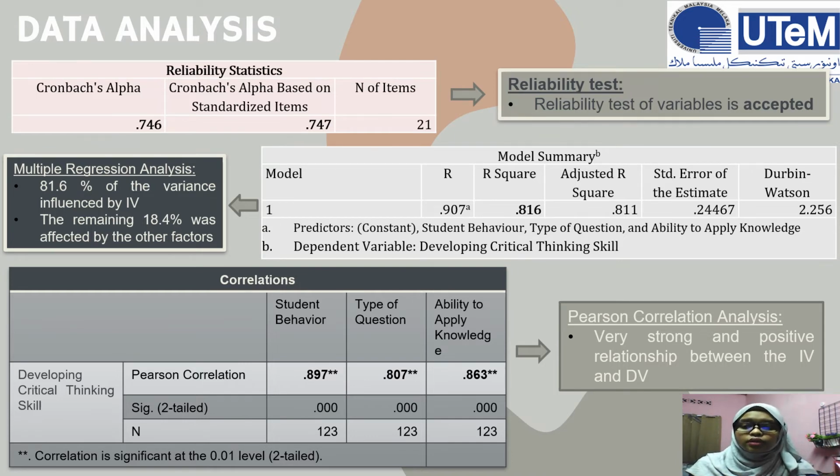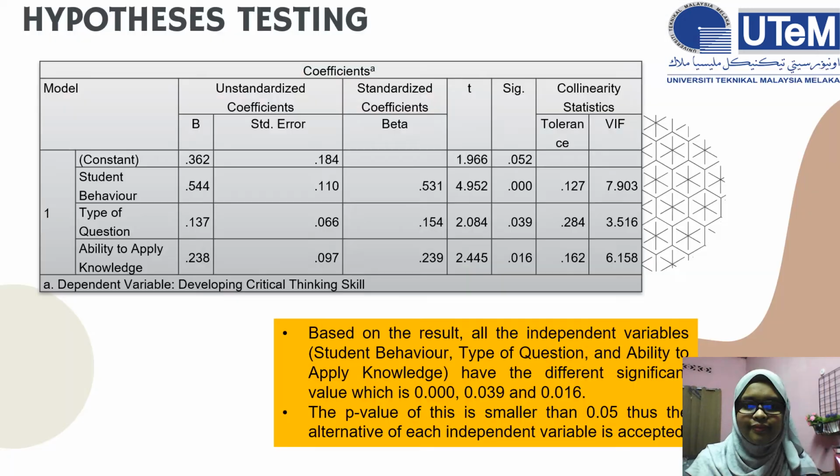In the Pearson correlation analysis, we can see that the score of each independent variable is higher than 0.7, and this shows that the relationship of IV and DV is very strong and positive. For hypothesis testing, based on the result, all the independent variables have different significance values, which are 0 and 0.039 and 0.016. The p-value of these is smaller than 0.05. Thus, the alternative hypothesis of each independent variable is accepted.